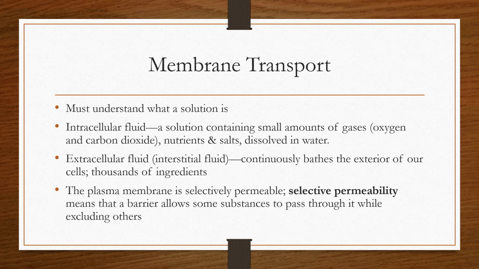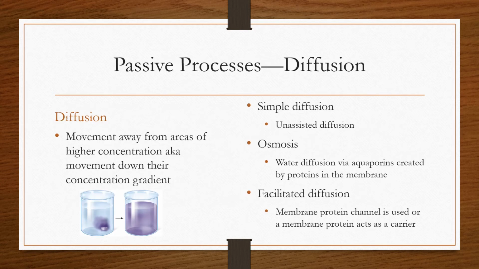The plasma membrane is selectively permeable. Selective permeability means that the barrier allows some substances to pass through while excluding others. Now let's talk about two ways substances can move across the membrane: active transport or passive transport. First, let's talk about one of the passive modes of transport, diffusion.